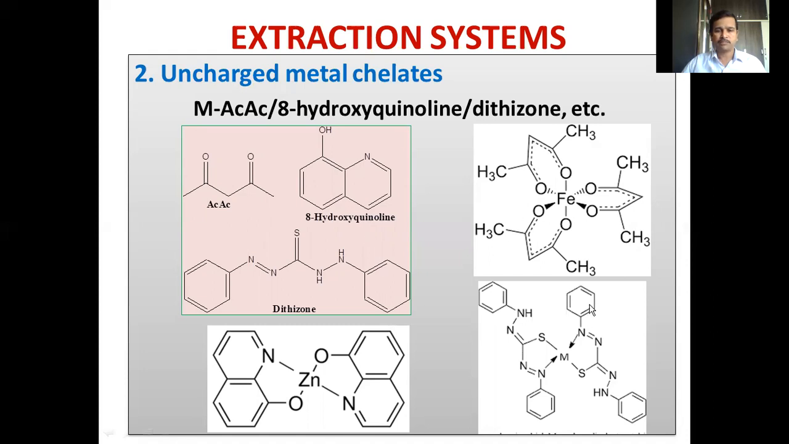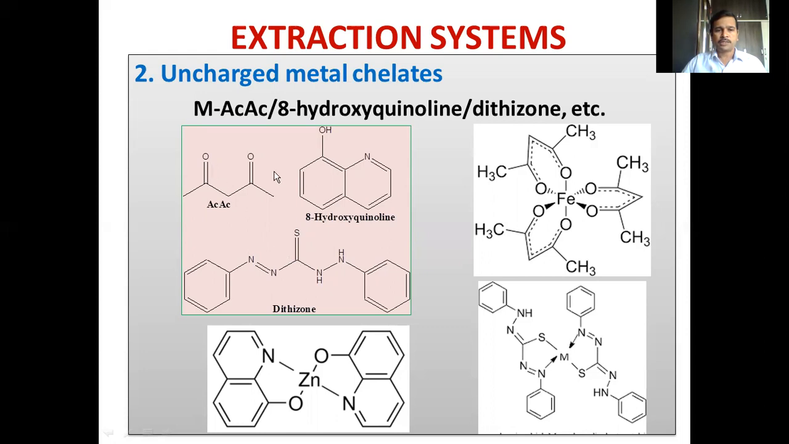I have presented here some specimen examples. Some chelating agents which are commonly used to extract metal ions are acetylacetone, 8-hydroxyquinoline, dithizone, etc. So this is acetylacetone, CH3COCH2COCH3, and 8-hydroxyquinoline is this one, and this is dithizone. Dithizone is also called diphenylthiocarbazone, 1,5-diphenylthiocarbazone, because sulfur is present here. That's why it is called diphenylthiocarbazone.